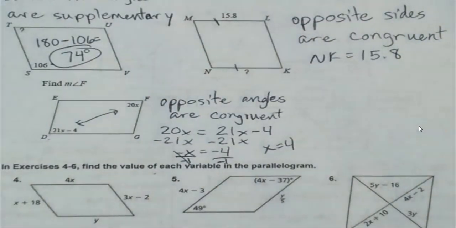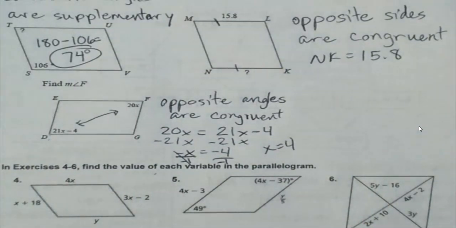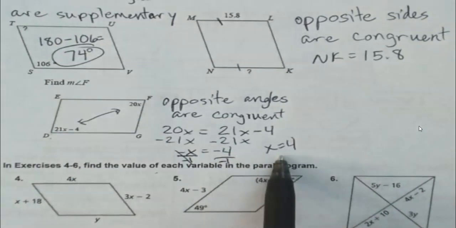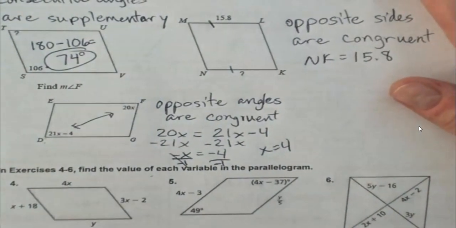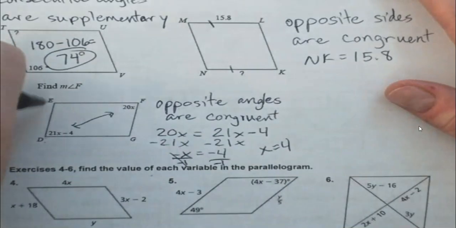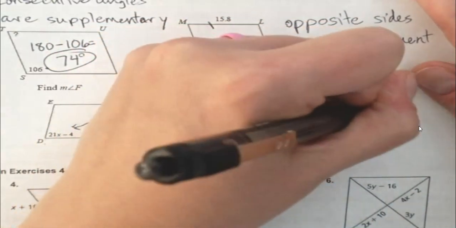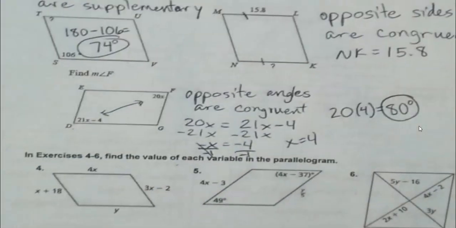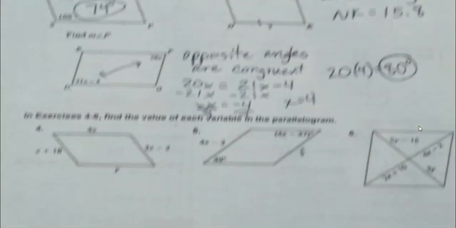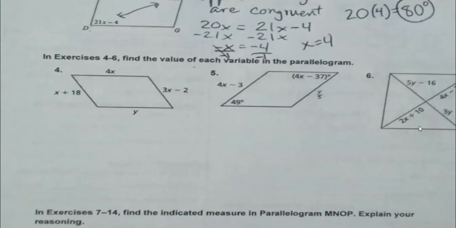But make sure you pay attention to this as well, because if it's a Canvas assignment or a Delta Math assignment or a test, if it asks for F and you just solve for x, you're not going to get the points for it. So angle F is 20 times 4. Yep, so it's just going to be 80 degrees. Beautiful. Let's move on. Today is pretty easy, in my opinion.